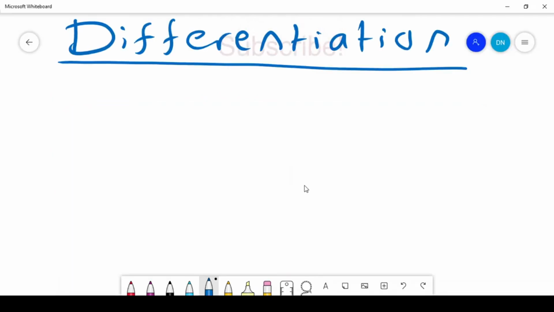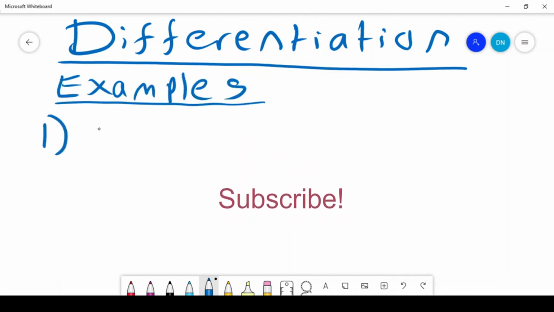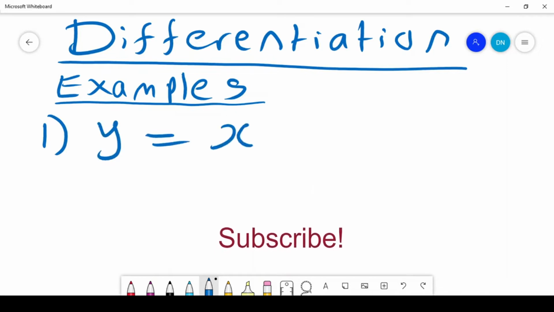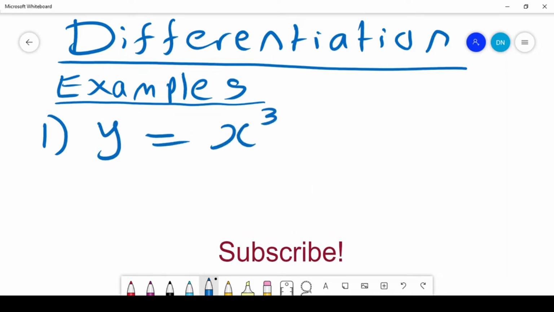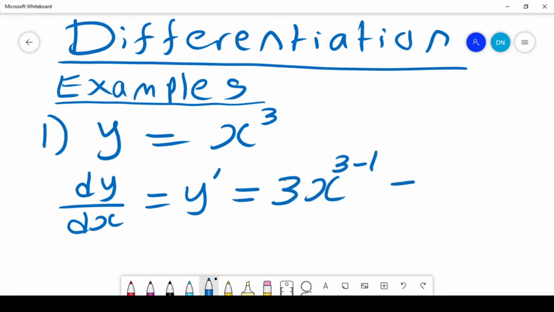To consider a few examples, perform different types of differentiations. If you are given an example of y equals x cubed, the first derivative of y with respect to x, which we can write as dy over dx, or as y prime. What do we normally do? You take the power down, which is 3, and then you decrease the power by 1. So the answer gives you 3x squared.